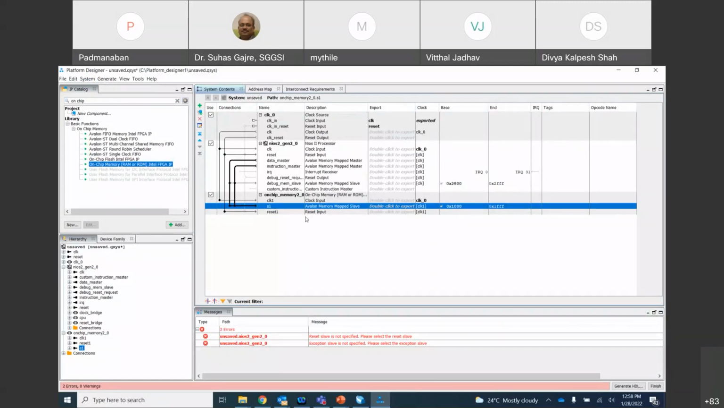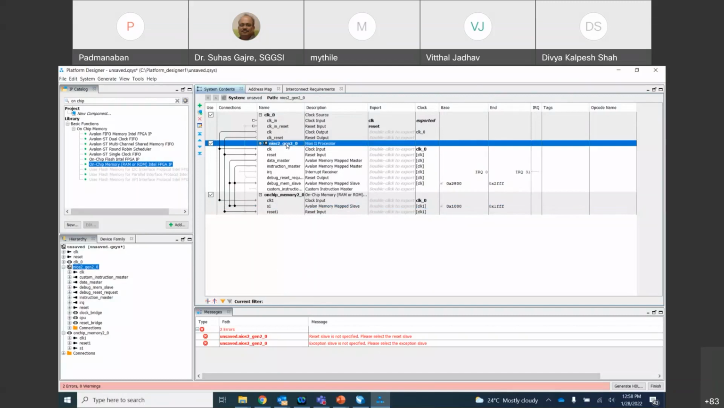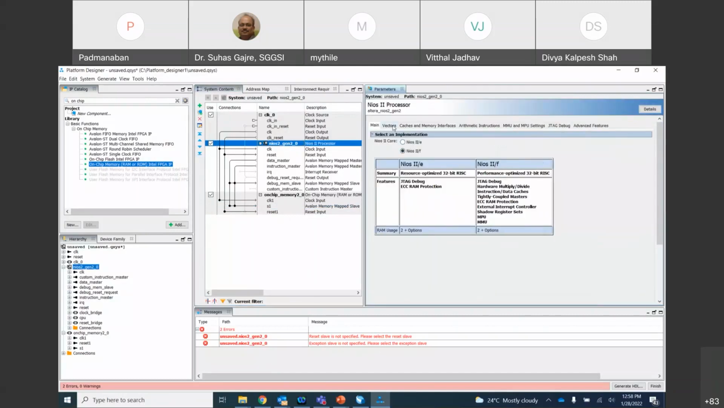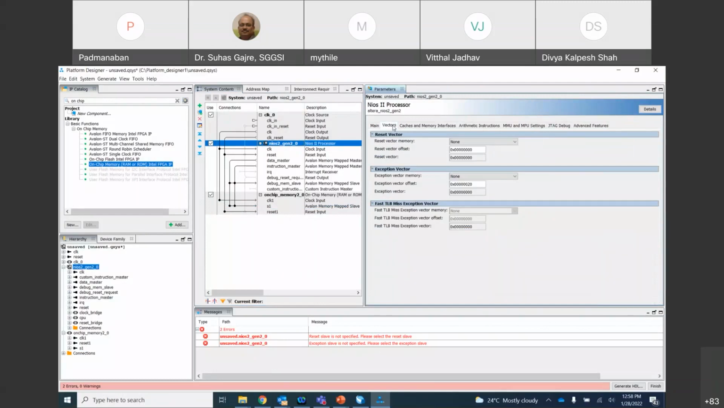It is our responsibility to provide who could act as a slave. So that's what it is showing, that you need to provide who is the slave. Now what we can do is go to the Nios tool here, and you can go to the vectors here and say who is the slave. It is showing none here.